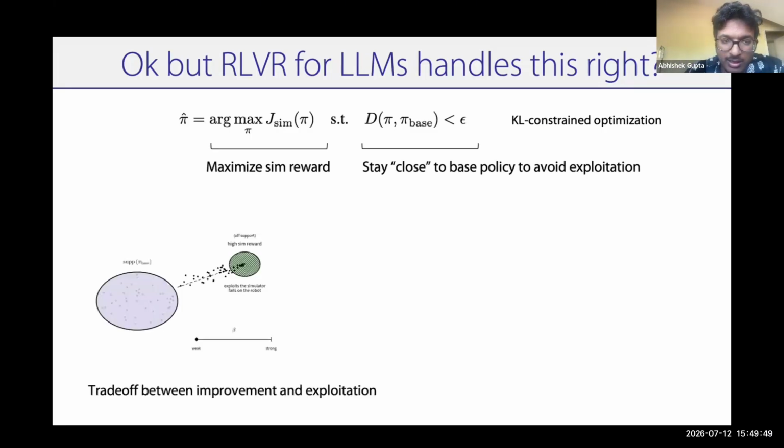And in some sense, as you change this constraint weight, it can go from weak to strong. When it's weak, you'll often see that it tries to exploit the simulator, and when it's strong, it becomes hard to improve.